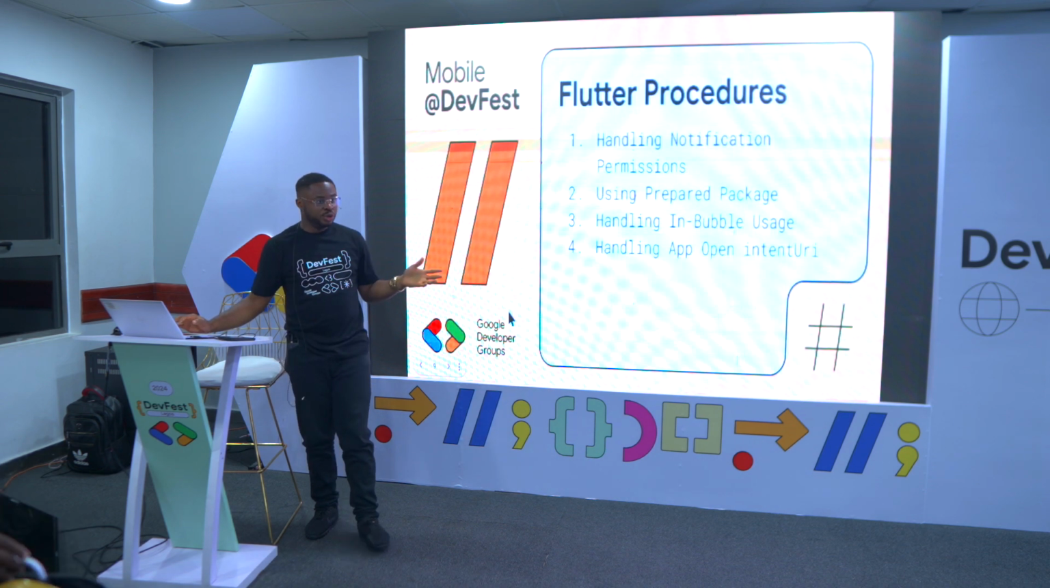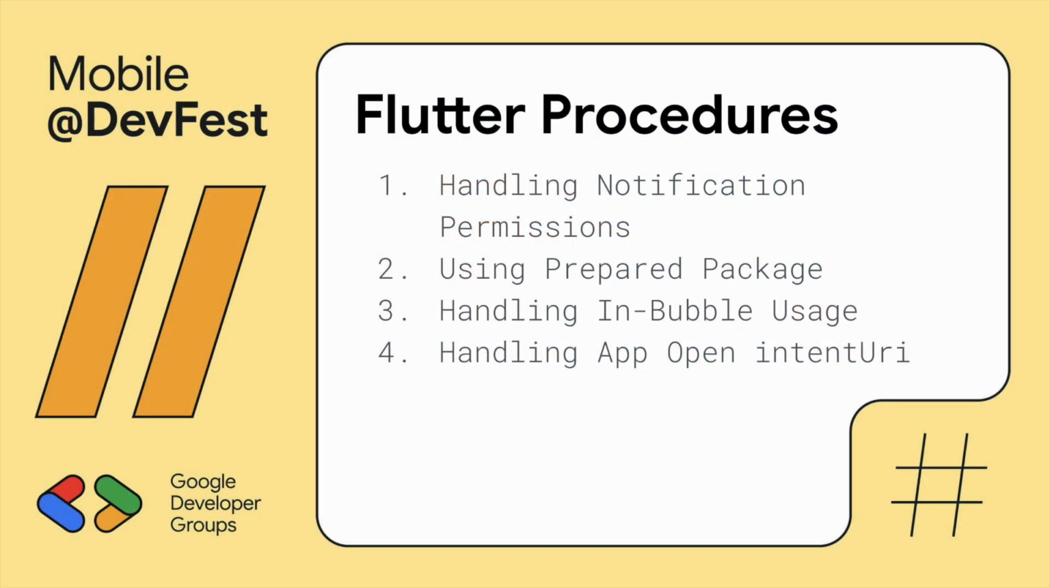Now, this is what we'll be doing today on Flutter. We will handle notification permissions. We will use a prepared package and we will change the view of our small demo app when it is in a bubble, because the view of the app when it's in a bubble should be different. When it's bubbling, you don't want your users doing other things.